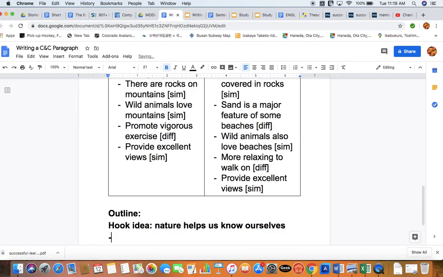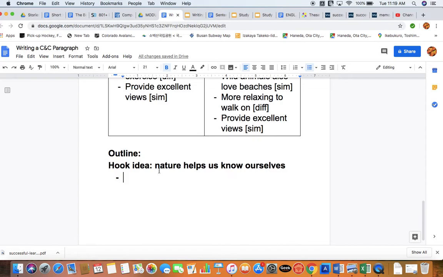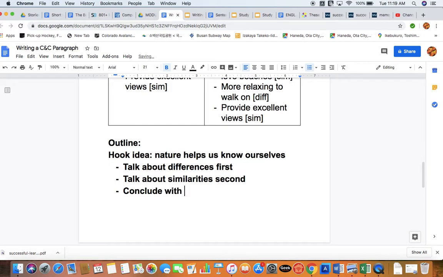Okay, so then I'm going to talk about, we found that the similarities are stronger, so I will talk about differences first, talk about similarities second, and then conclude with a strong wrap-up sentence or idea.